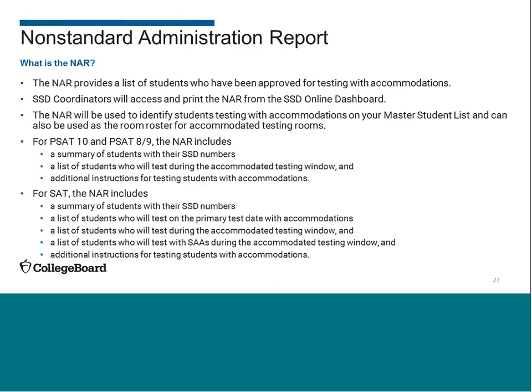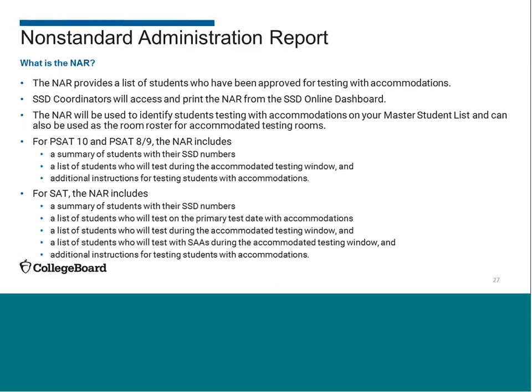So if SSD coordinators were to log in now, they would not yet have access to the NAR. The NAR becomes available about 4 weeks prior to testing. However, you can use the eligibility roster report until the NAR is available. But the reason you will want to look at the NAR is to identify those students who are testing with accommodation and mark your master student list with that information.